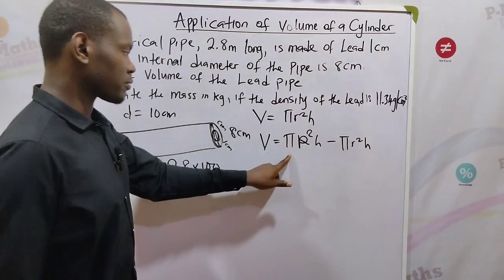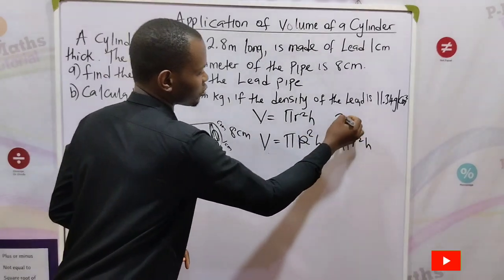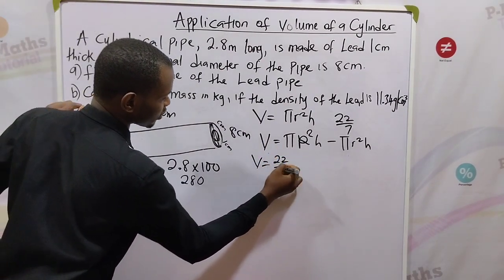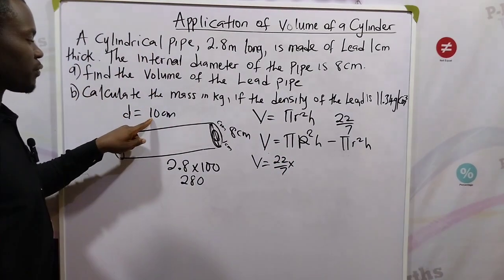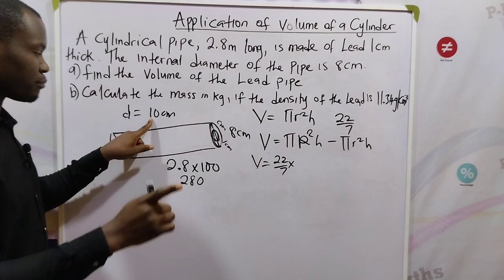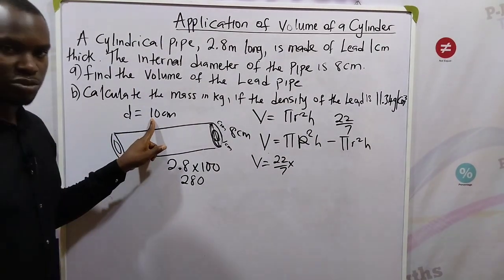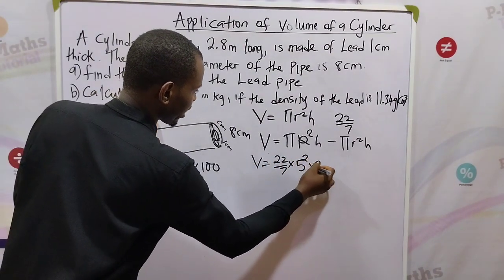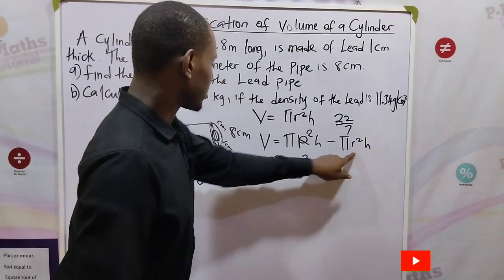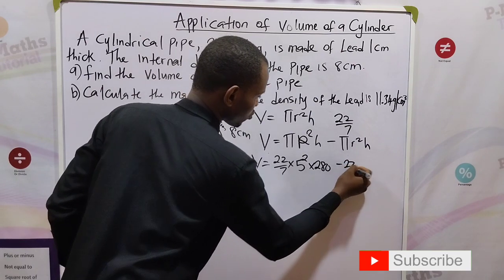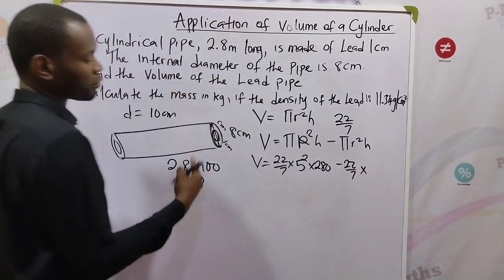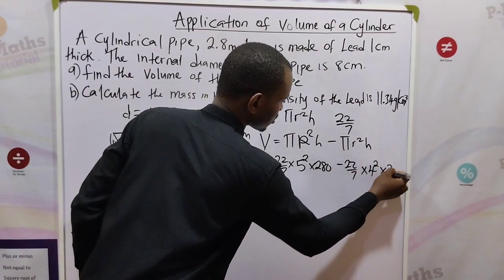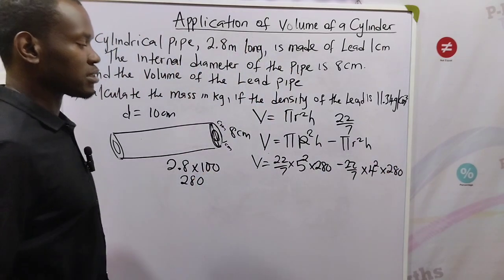So let's substitute properly. Remember, we are using pi as 22 over 7. Okay, so let's simplify. Pi is 22 over 7 times the radius. The radius for the bigger circle is 5, because diameter is 2 times your radius. So your radius is the half of your diameter. So I'll use 5 squared times the height. Then for the smaller circle, we have minus 22 over 7 times the radius has to be 4, because the diameter of the smaller circle is 8. So we use 4 squared times the height, because the height of the both of them are same.